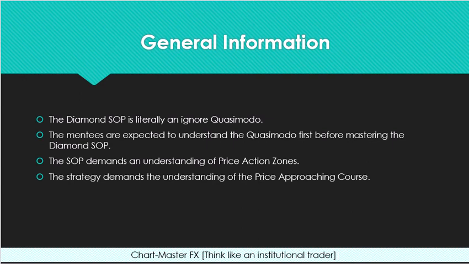Once you master one or two things, you are going to make your life easy, because the diamond setup is not going to be that complicated, since this is the simplified version of the Quasimodo, as you are going to see as we discuss. So the mentees are expected to understand the Quasimodo first before mastering the Diamond SOP. The SOP demands an understanding of price action zones.